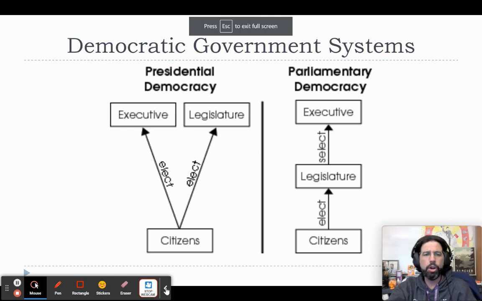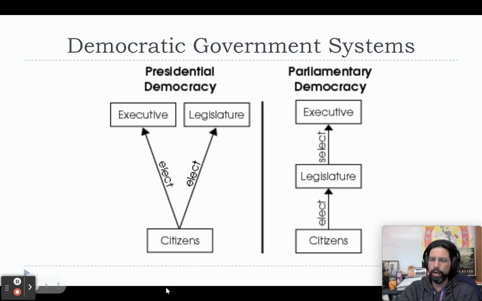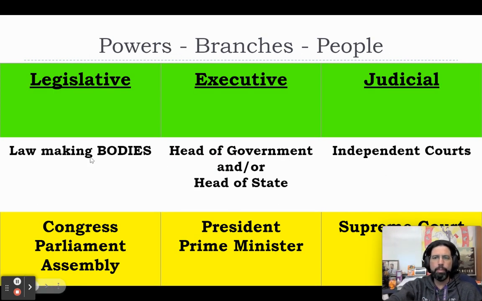Okay, ladies and gentlemen, let's start with our second type of democratic government system. That is going to be a presidential democracy. Remember that there are three powers: the ability to make and enforce and interpret law. We have lawmaking bodies. Last time we learned about Parliament and the Prime Minister, who is the head of government in the executive branch. Of course, remember the executive branch's primary job is to enforce the law that is made by the legislative branch, and then you have the judicial branch, which is the independent courts.